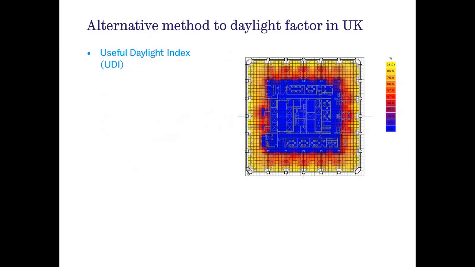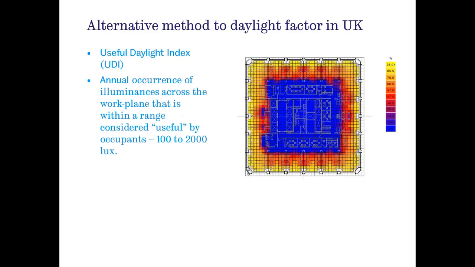And we use these metrics. The first one is Useful Daylight Index, or UDI. And this is defined as the annual occurrence of useful daylight, which is standardized between 100 and 2000 lux at the work plane. So it's taken at 800 millimeters above the floor, because that's where you would be working.